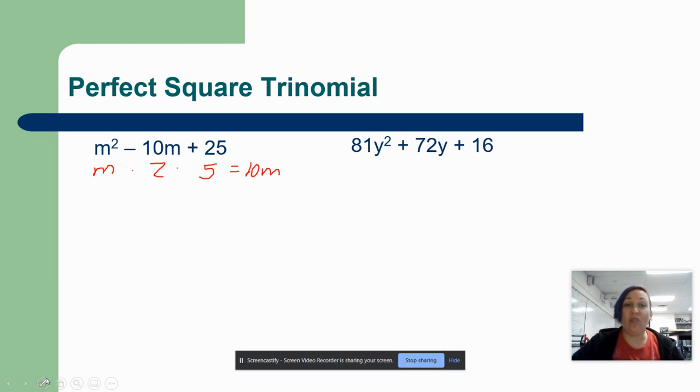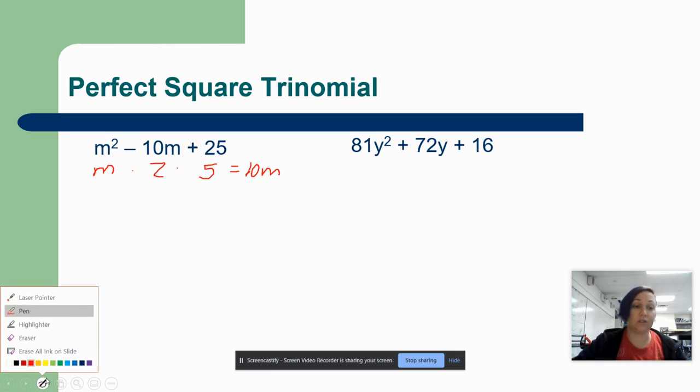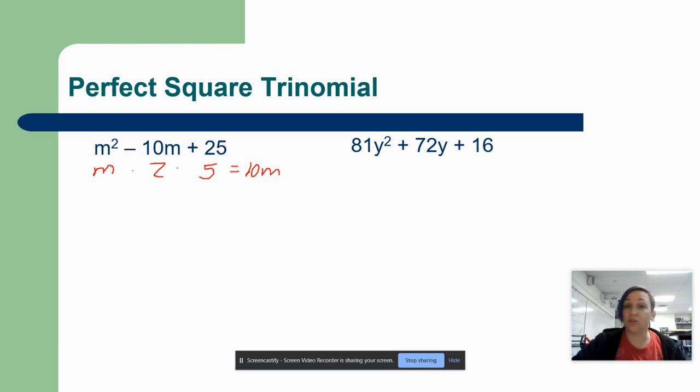Once we decided that those three things happened, then we could write our final answer. And for our final answer, we took the square root of the first term, the sign from the middle term, and the square root from the last term. And we put it in a parentheses and we put a square on the outside. And so when I factored this, it turned into m minus 5 squared.